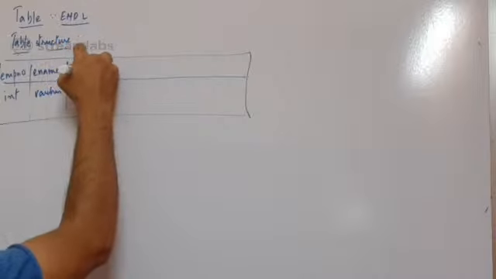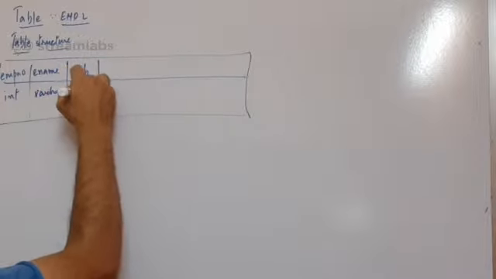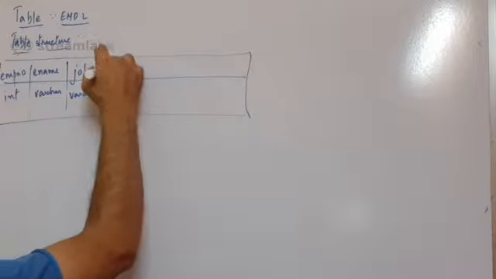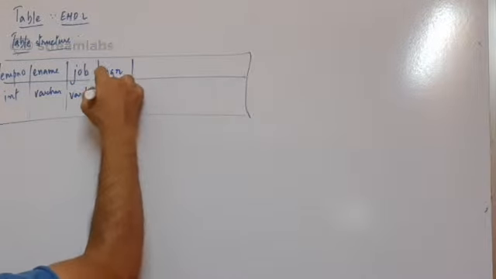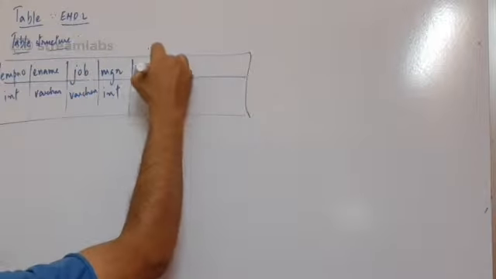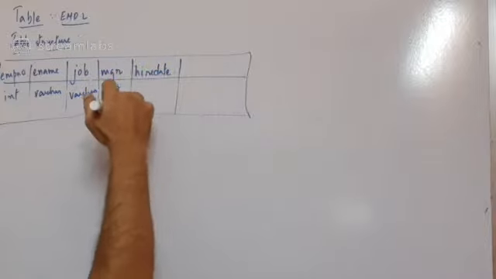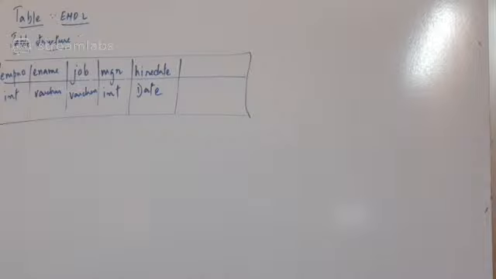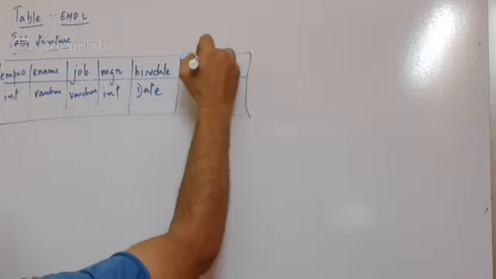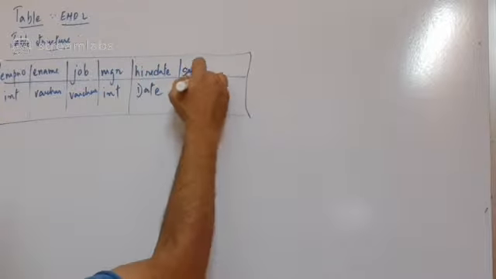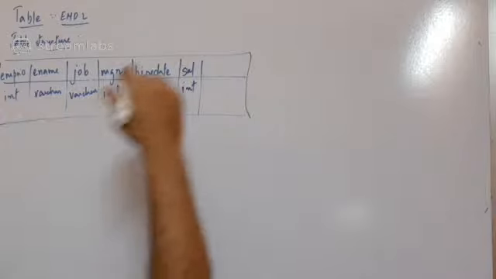Now job, so that will also contain varchar. After that you will be finding MGR. It will be containing integer values. Then your hire date. This will contain a date, so the data type of this particular column will be date. Then followed by salary. This we can consider to be float or double, or you can call it INT. And then your commission will be there.